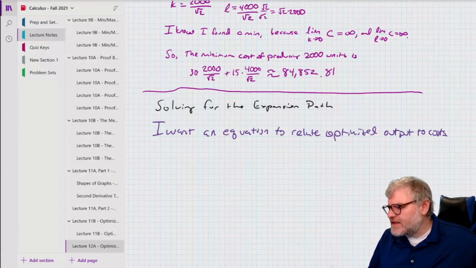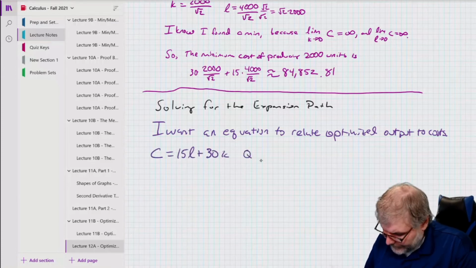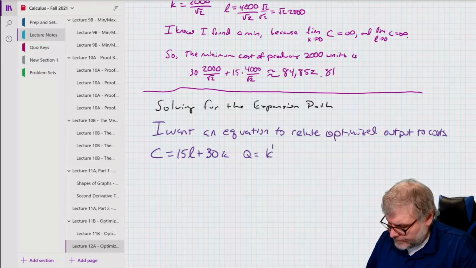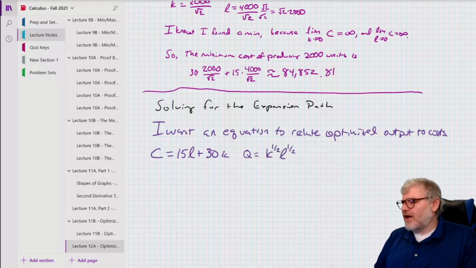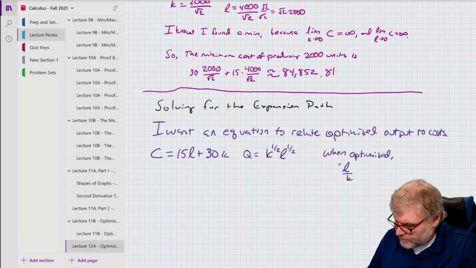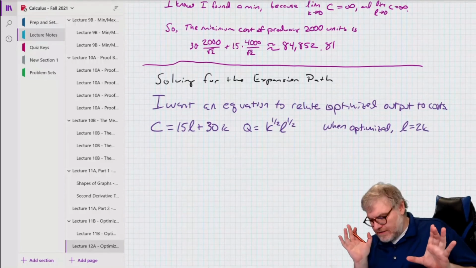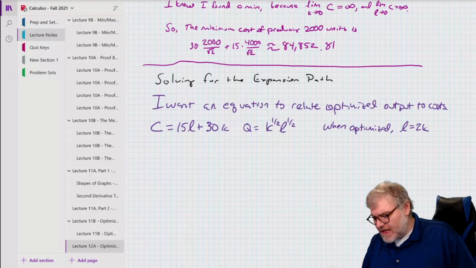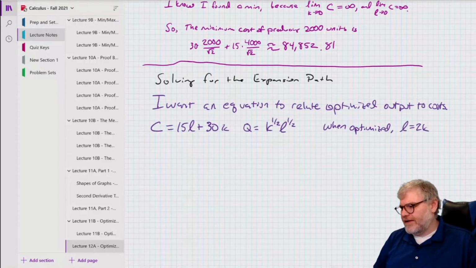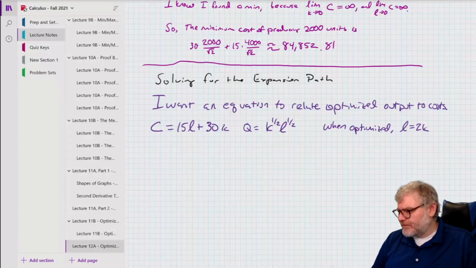Okay, so how do I do that? Well, I know what C was, and I have Q. Okay, and I also know that when optimized, okay, so I know what's going to happen here when I take the derivative, set it equal to 0, and optimize. I know that I'm going to wind up with L equal 2K. So now what I'm going to do is I want a relationship between C and Q.